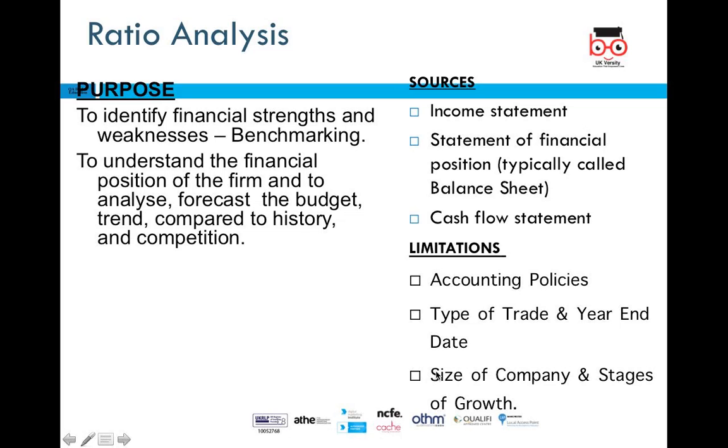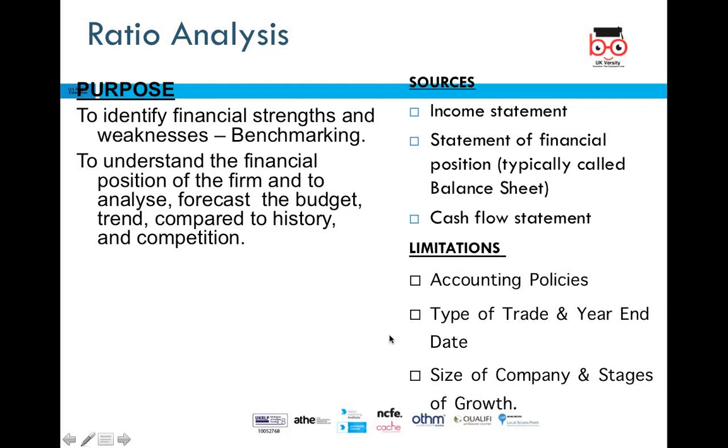And there are limitations of ratio analysis. You need to say something about the limitations of the ratios in your assignment. Different companies follow different accounting policies. There are no standard prescribed formulas and policies for accounting, so there are accounting policy limitations. And then when you compare different sectors, different types of trade, and year-end dates, that will be different. So that's one limitation.